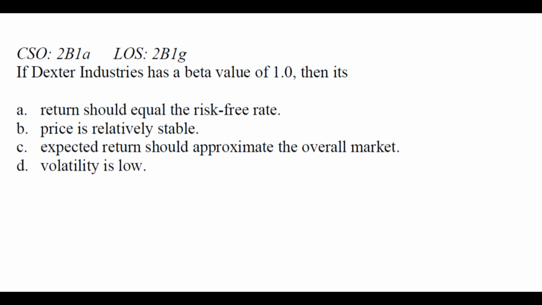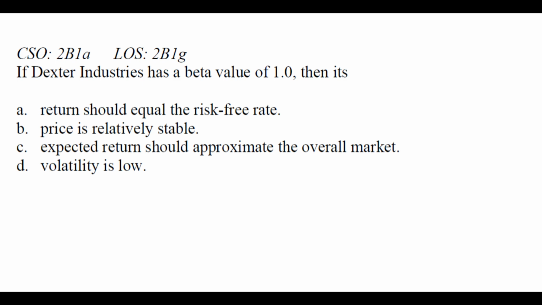If the market rises by 5%, the stock is expected to rise by approximately 5%. If the market falls by 5%, the stock is expected to decline by roughly the same amount. Therefore, the stock has average market risk, neither more nor less volatile than the market as a whole.